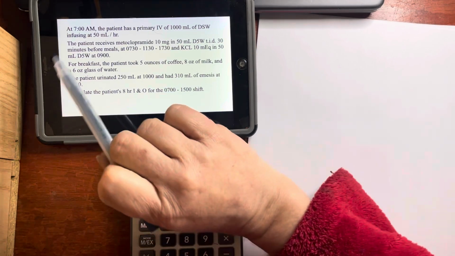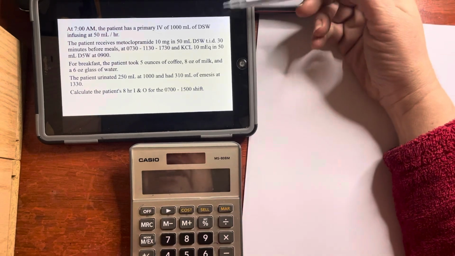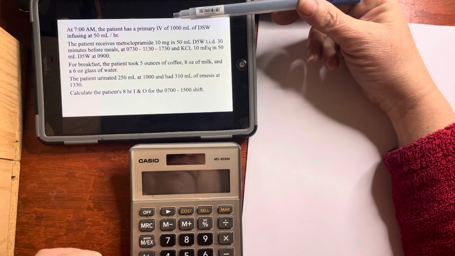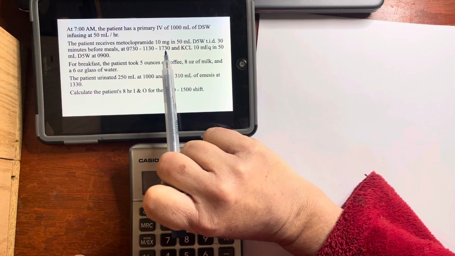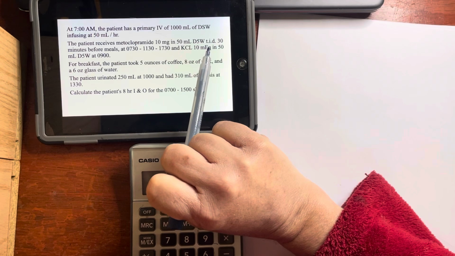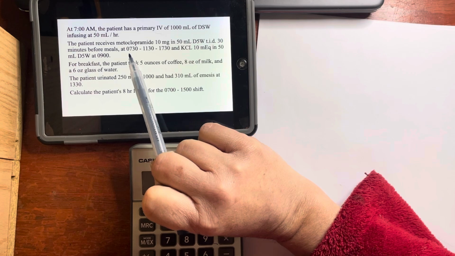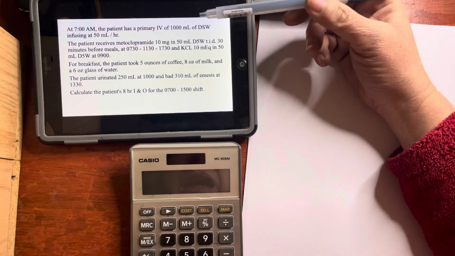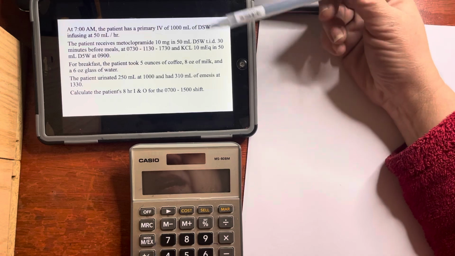Okay, so it says at 7 a.m. the patient has a primary IV of 1,000 milliliters of D5W infusing at 50 milliliters an hour. He receives metoclopramide 10 milligrams and 50 milliliters D5W TID, which is 3 times a day, 30 minutes before meals, at 7:30, 11:30, 3:30, and KCL 10 milliequivalents and 50 milliliters of D5W at 9 a.m.